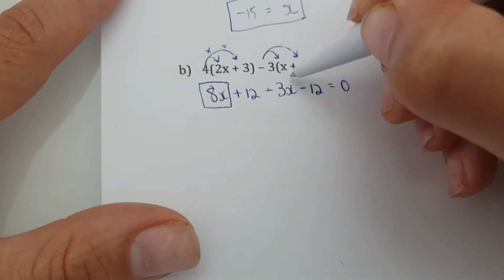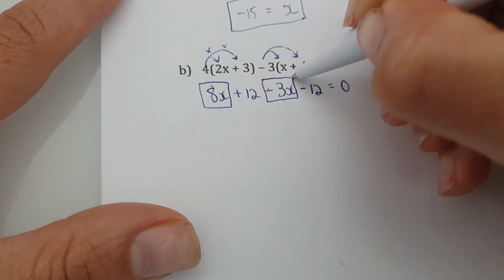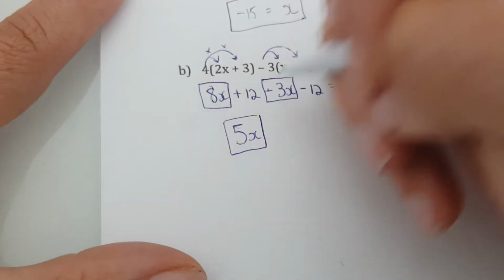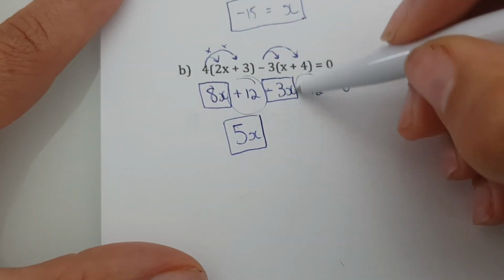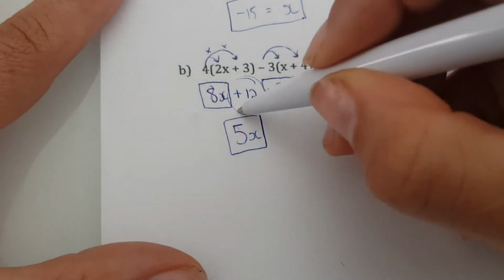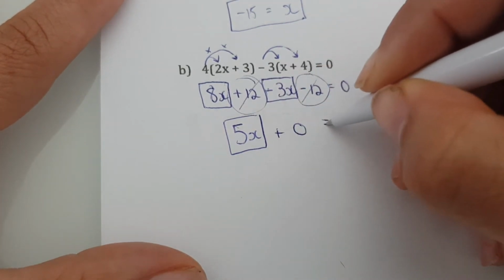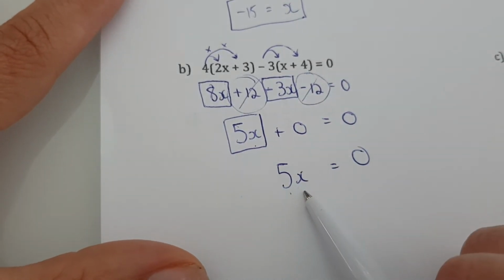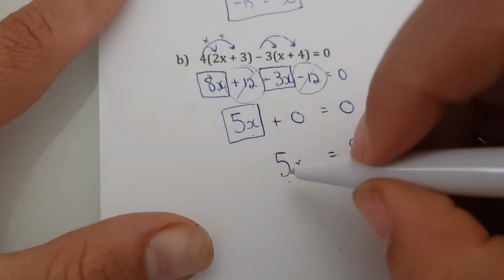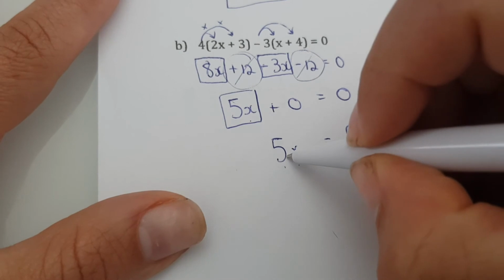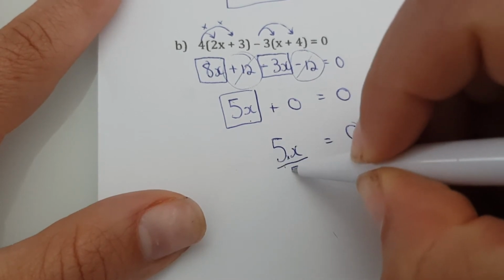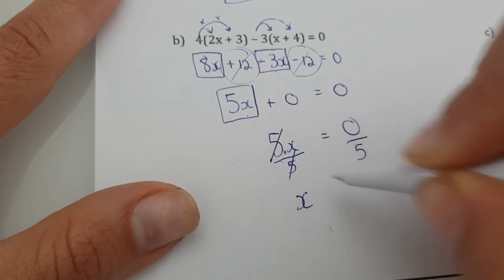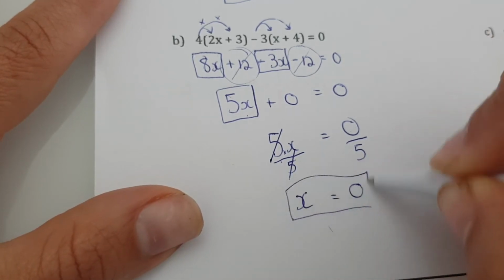Or, if you want, you can simplify first. 8x can be simplified with negative 3x, so 8x minus 3x is 5x. And plus 12 and minus 12, so 12 minus 12 is 0. So basically I have 5x is equal to 0. So 5 multiplied by something is equal to 0. What is that something? If you want to continue working it out, we have to remove the 5. Divide by 5 on both sides. So I will get x is equal to 0. And that is the final answer.